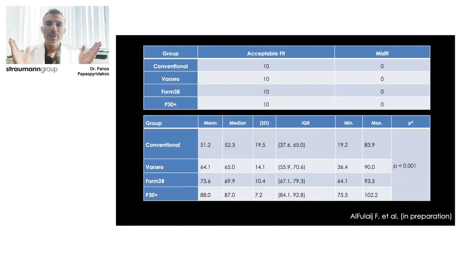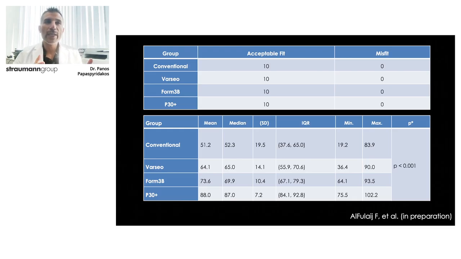So, all of the 3D printed casts presented with accurate fit when the zirconia prosthesis was fitted on the casts. So all 10 out of 10 for the conventional, 10 out of 10 for the Bego, 10 out of 10 for the Form 3B, and 10 out of 10 for the P30. So all of the implant casts were clinically acceptable to be used for definitive prosthesis fabrication because the prosthesis that was fabricated on the master cast, on the reference, fitted also accurately on them.